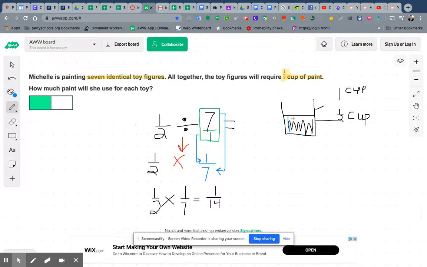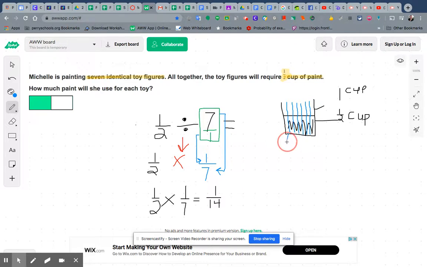1, 2, 3, 4, 5, 6, and I've broken it up into 7 parts. 1, 2, 3, 4, 5, 6, 7. But even though there's nothing here, I have to divide this as well. So I have 14 parts, right?